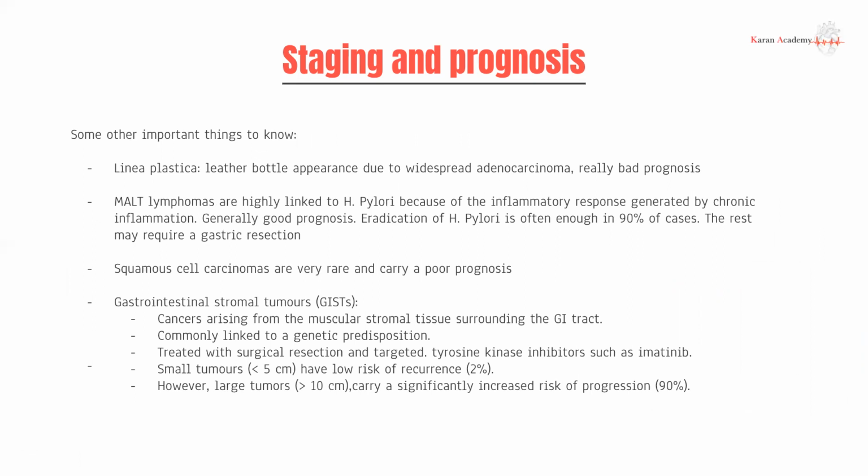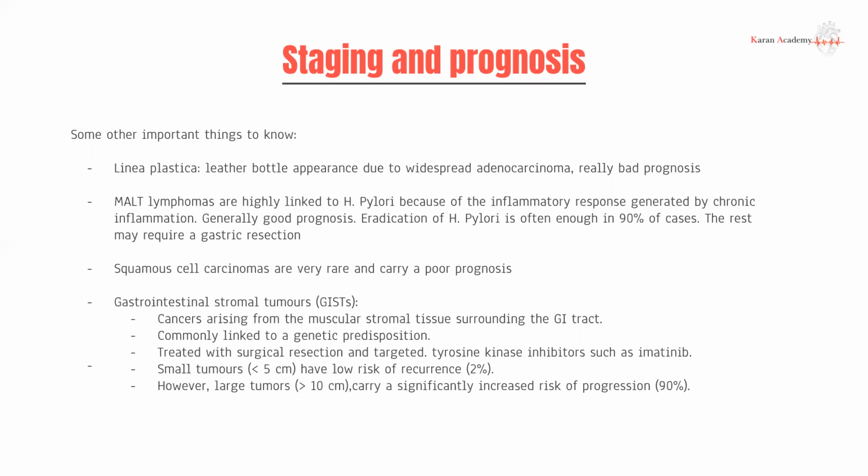You then have MALTomas, right? MALTomas or MALT lymphomas are highly linked to H. pylori because of that inflammatory process I talked about. And although the term MALT lymphoma sounds a bit kind of bad and scary, they actually have a generally good prognosis. So if you eradicate H. pylori itself, you can have a relatively good outcome.